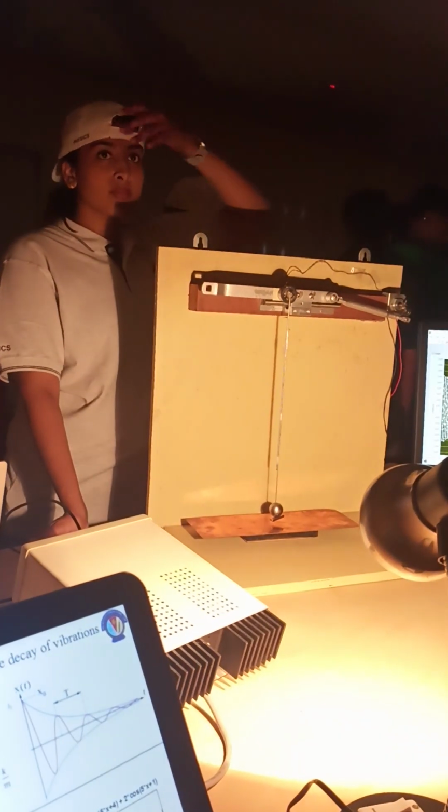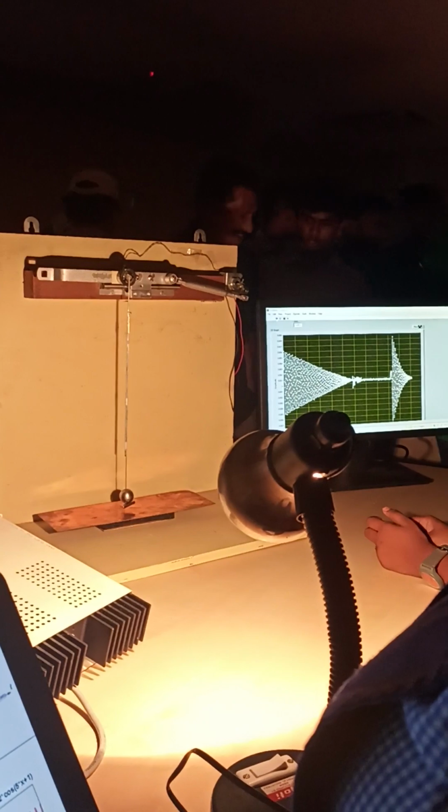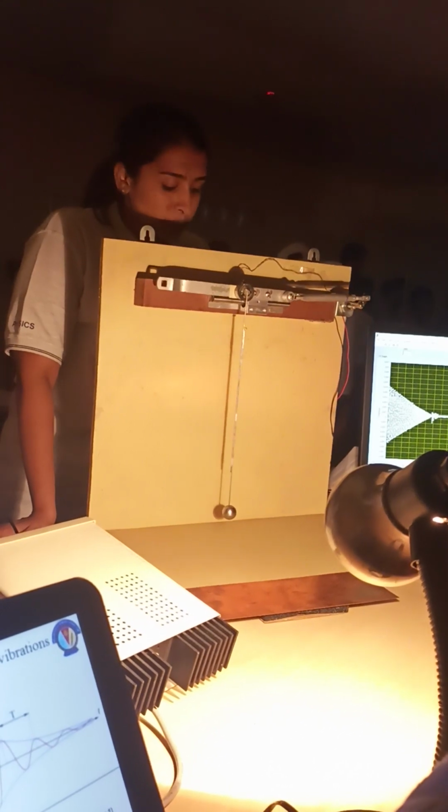You can see the equations here just for your reference. It has an exponential term. Okay, exponential decay. Here you can see how quickly it came to rest. Just have a look at the amplitude.